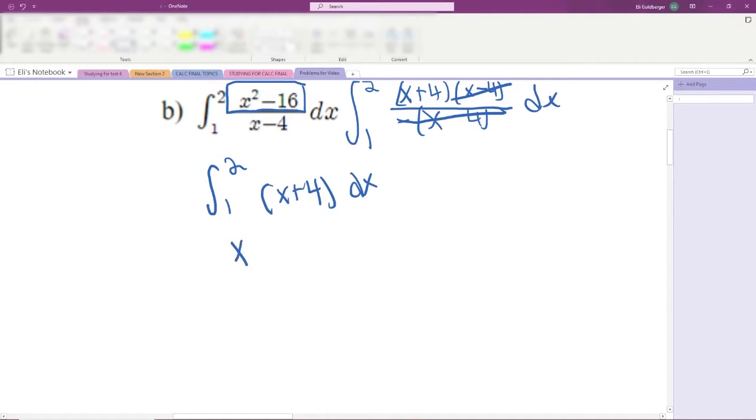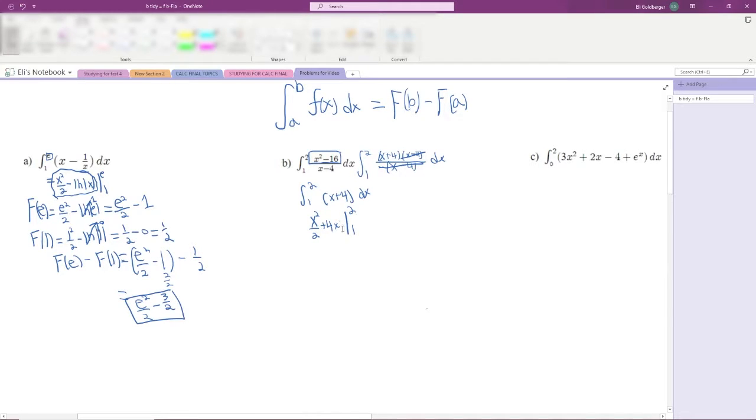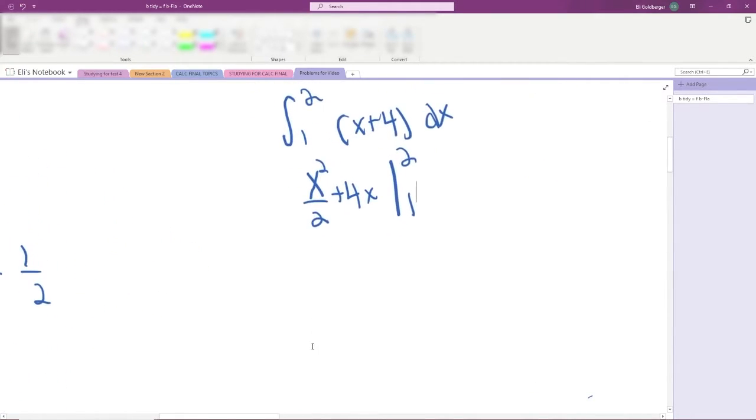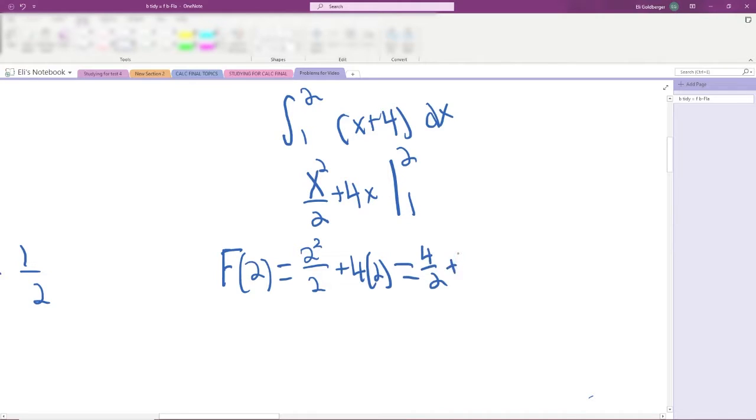So now we just integrate. The integral of x is just x squared over 2. Integral of 4 is just 4x. And now this is a definite integral, so it's 1 to 2. And we go back to our fundamental theorem of calculus, F of b minus F of a. In this scenario, our F of b is going to be F of 2. So F of 2 equals, now we plug in 2, so 2 squared over 2 plus 4 times 2. So that's just going to be 4 over 2 plus 8. And that's just going to be 2 plus 8, which is just 10.